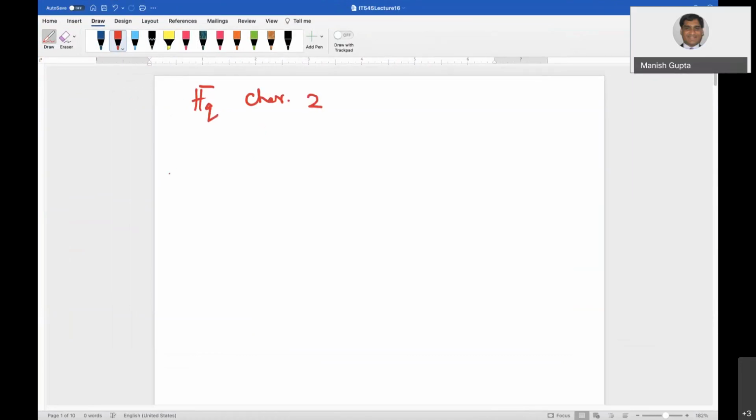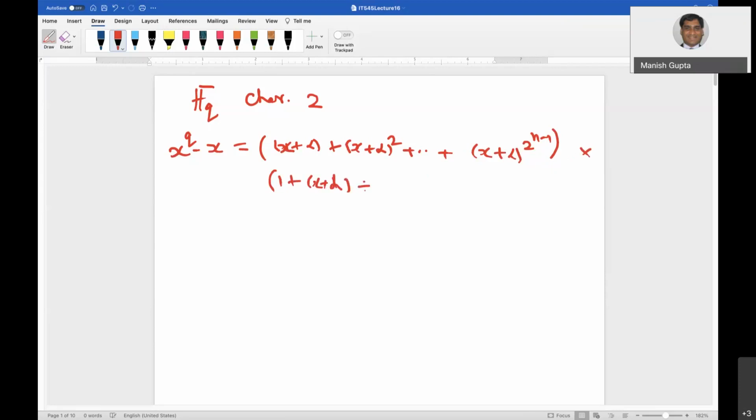Now x raised to power Q minus x, we can factor as (x plus alpha) plus (x plus alpha) square plus dot dot dot, up to (x plus alpha) raised to power 2 raised to power n minus 1, all even powers, times 1 plus (x plus alpha) plus (x plus alpha) whole square plus (x plus alpha) whole raised to power 4 plus 8 and so on, up to (x plus alpha) raised to power 2 raised to power n minus 1, for any alpha in FQ.